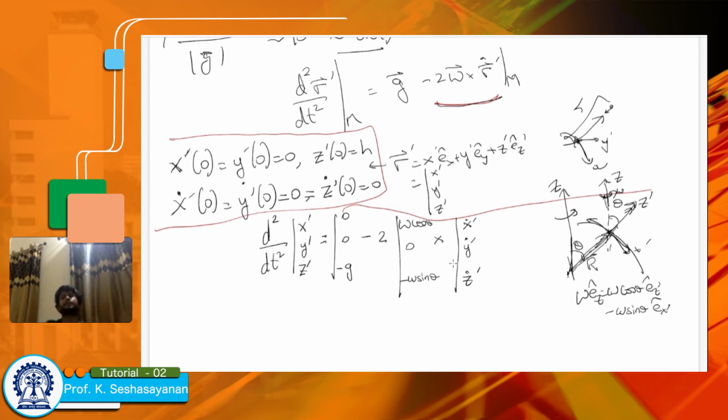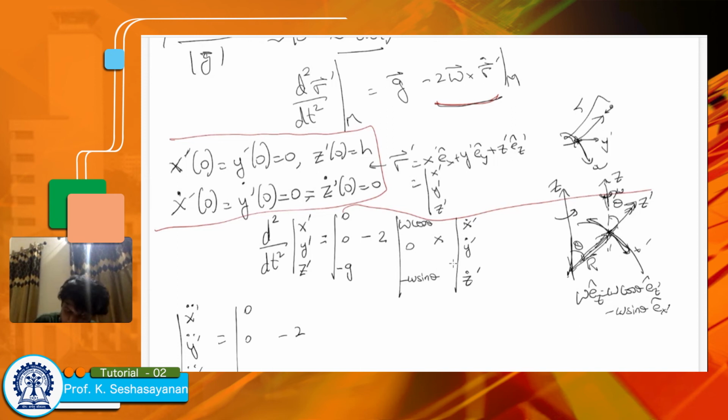And this is the same at all instants of time. Even if the observer is moving, the observer always makes an angle theta with respect to the vertical z. So this is always the same, and omega and theta we can take to be constant with time. So I can write this as x prime double dot, y prime double dot, z prime double dot equal to 0, 0, minus g, minus 2 times.